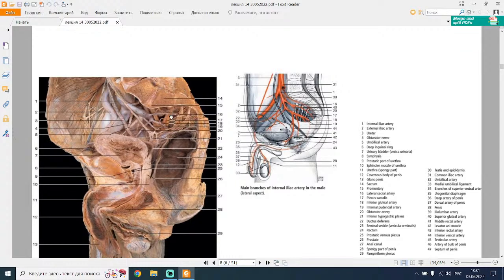You see arteria iliolumbalis, and arteria sacralis lateralis.